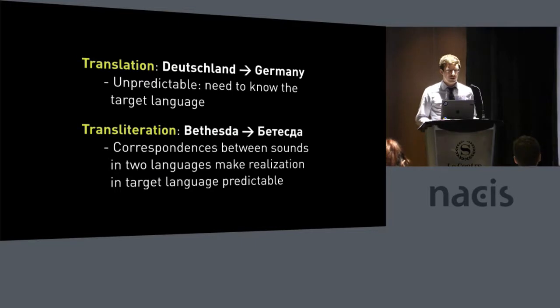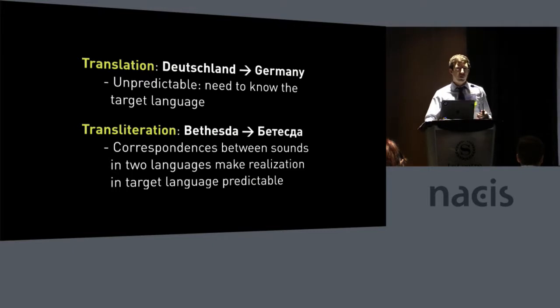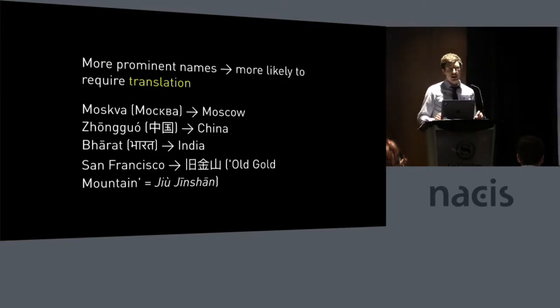So we use translation when the transformation between the name in a source language and the name in a target language is unpredictable. And we use transliteration when the transformation is predictable. In the latter case, the correspondence between sounds in the two languages makes it possible to predict roughly how a name will sound when transferring it from a source language to a target language. But this begs the question, how do we know how predictable the transformation will be? And the answer is simple, we don't. But we can make an educated guess based on linguistic principles.